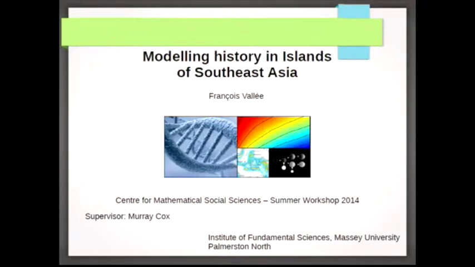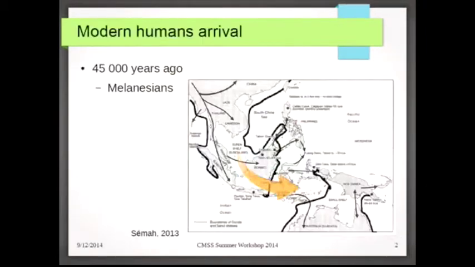Proposition for this work. So let's begin with the history context. The first modern humans who arrived in Southeast Asia arrived 4,000 years ago, and they were the ancestors of the aborigines in Australia and Papua populations in New Guinea, and they are called Melanesians. These people are identified as the Melanesian populations in many historical and archaeological papers.